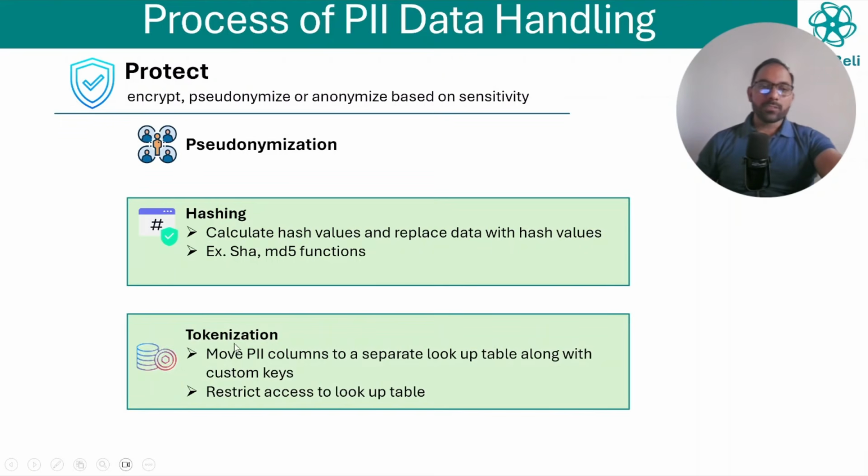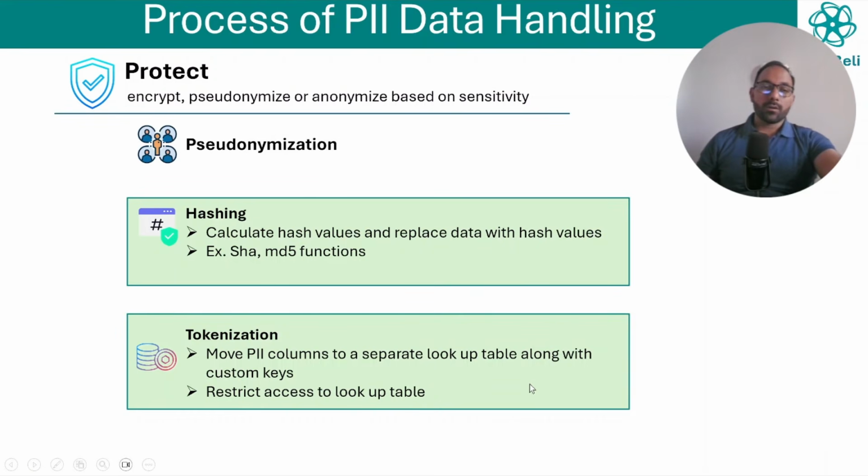And second one is tokenization. Here what we do is we create a separate lookup table with original PII column values, and we replace the original PII column with IDs which are available in the lookup table, so that if a person is an admin kind of person, they will have access to the lookup table, and they can join and get the data back. And if the user is not at the level to access that data, we will not provide access to that lookup table. They will only see the lookup IDs which we have replaced. So that's how we restrict the access to that lookup table.